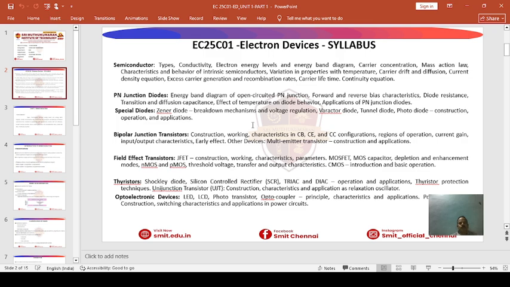Unit 1 deals with semiconductors. Unit 2 deals with the PN junction diodes as well as the special diodes. Unit 3 deals with the bipolar junction transistors and their characteristics. Unit 4 deals with the field effect transistors and their characteristics. Unit 5 deals with the thyristors and their families as well as the various optoelectronic devices.